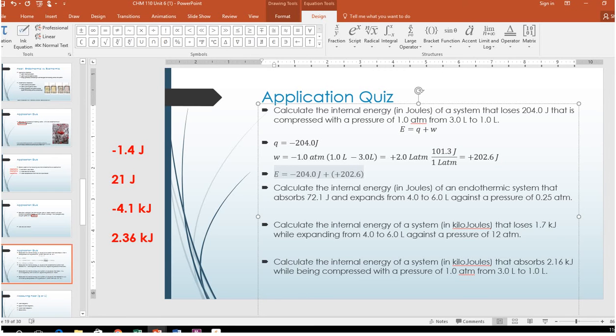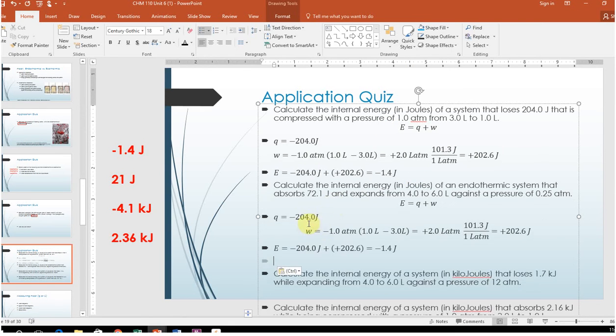Adding these guys together, you should get something like negative 1.4. Okay, and so that's really how these work. Now, you'll have some homework. You can redo the homework as many times as you want until you're confident with these numbers, but this is how it is going to look. So let's go ahead and do the same type of thing here.